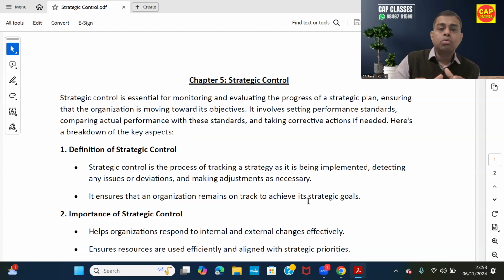So what is control now? Just ensuring whether the work is going smooth, and the way in which the activities of the business enterprise are carried on, whether they are as per the plan or deviating from the plan.